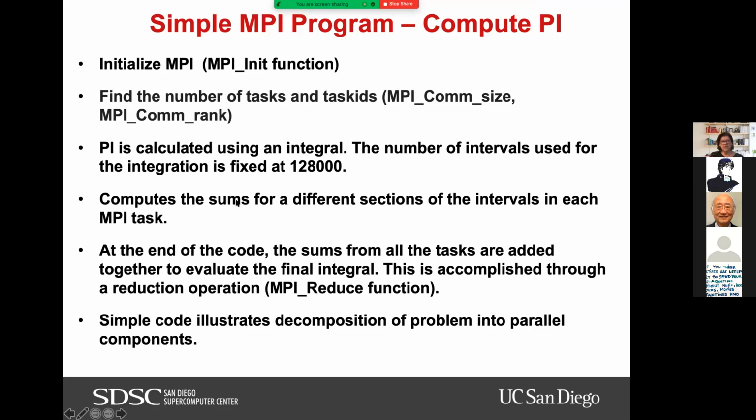And it just looks at sums in these different sections for the MPI tasks. And at the end, the sums in this example are all gathered together into a final product, and that's used to compute Pi. And we use something called MPI reduction, and I'll talk about reduction operations a bit later.